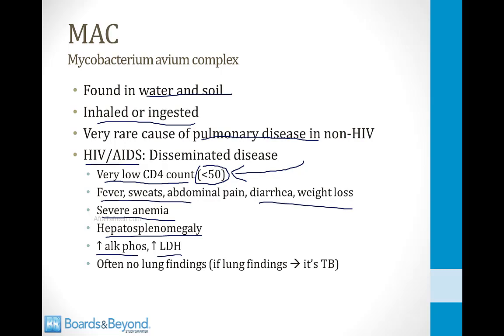One thing that's often helpful is there's usually no lung findings in disseminated MAC, so patients who have a lot of lung abnormalities probably have a disseminated TB infection and not a disseminated MAC infection. But remember for step 1 that the CD4 count is going to be very low in any patient that they're describing who has a MAC infection.